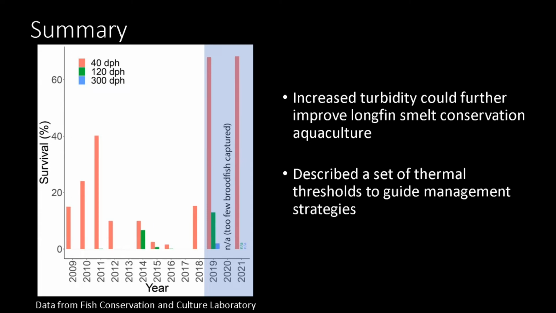So just in summary, we used these turbidity experiments, and we discovered that increased turbidity, at least at the earliest life stages, could improve longfin smelt conservation aquaculture. And using this cardiac assay, we were able to describe a set of thermal thresholds that could be used to guide management strategies.